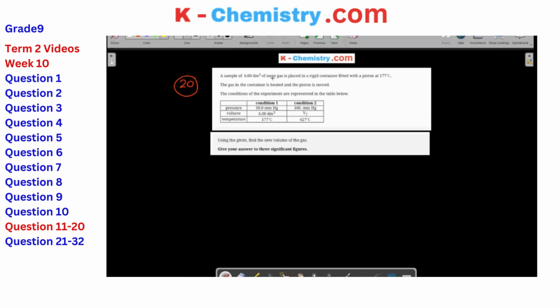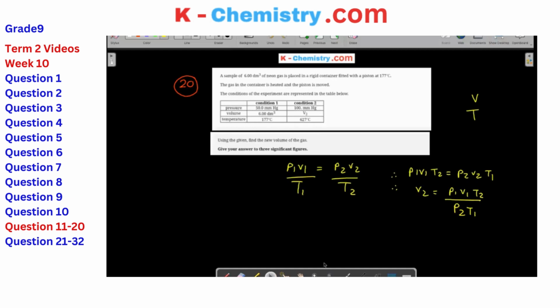A sample of 6 decimeter cube of neon is placed in a rigid container fitted with a piston at 177. We have here changing volume and changing temperature, but the pressure is fixed. Here I have the pressure also changing. So I have to say P1 V1 over T1 equals P2 V2 over T2. Cross multiplication: P1 V1 T2 is equal to P2 V2 T1. V2 is equal to P1 V1 T2 over P2 T1. Then I can find out the volume.